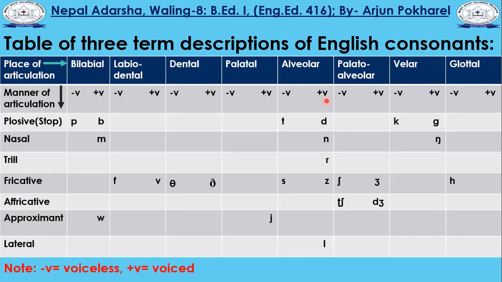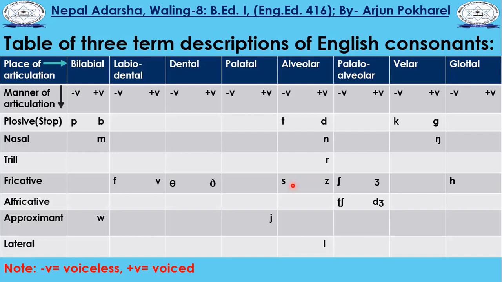It is voiced, and the place of articulation for the r sound is the alveolar region. That's why it is an alveolar sound. So r is what? Voiced, alveolar, and trill. In this way, we have to describe the consonant sound r in English.